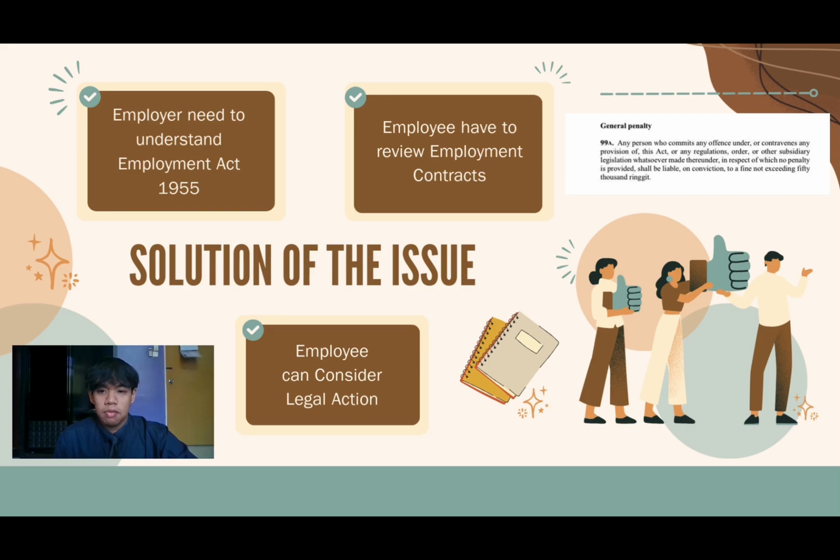Finally, employees can consider taking legal action. Employees can seek advice or counseling from the Labour Department or the Ministry of Human Resources in case of abuse of power. If the employer is found guilty, the employee can make claims such as compensation for any grievance resulting from non-compliance. One of the examples is the fine found in the Employment Act 1955, which is a penalty payment starting at 10,000 and not exceeding 50,000.